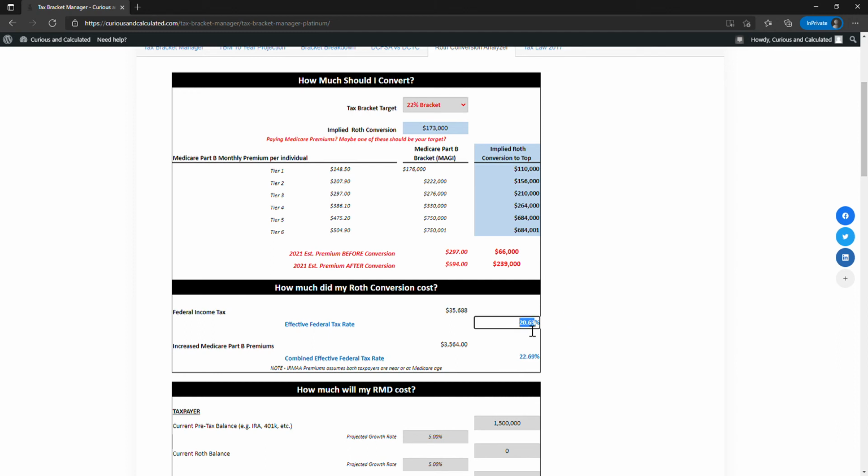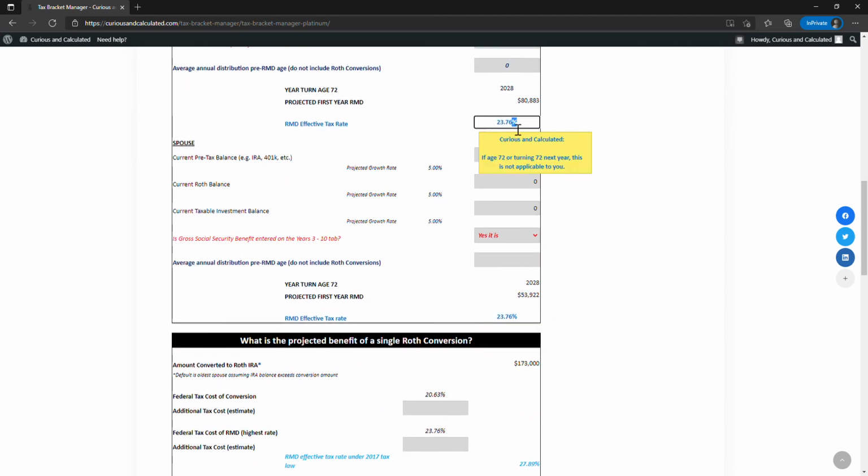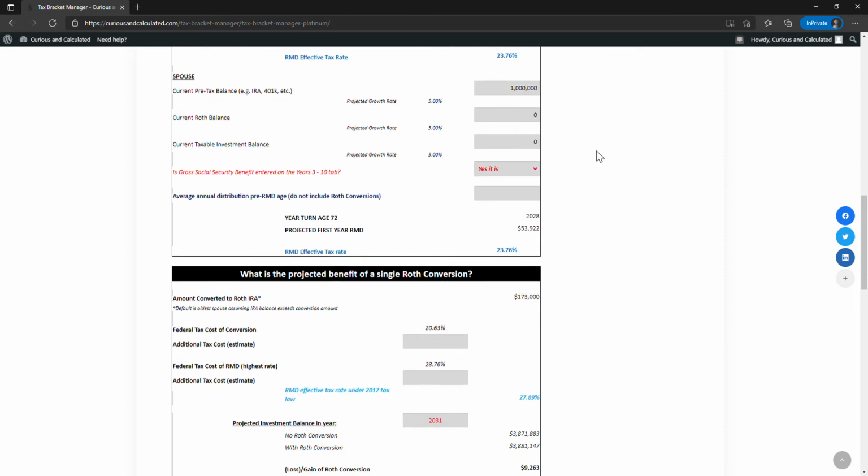So if we just consider right now the federal income tax, an effective federal tax rate of 20.63%, we say, hey, that's lower than our benchmark of 23.76%. So that makes sense to consider this as a Roth conversion amount, because it's either equal to or less than what we project to be taking out later. So we're finding that tax rate arbitrage of 3%.